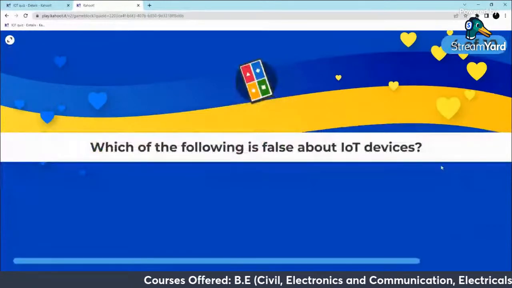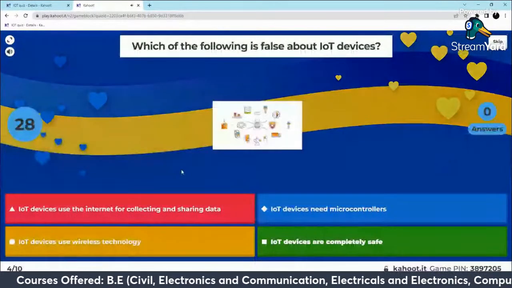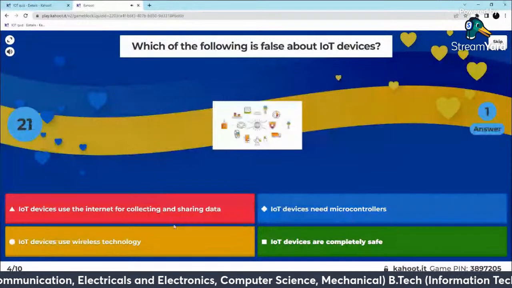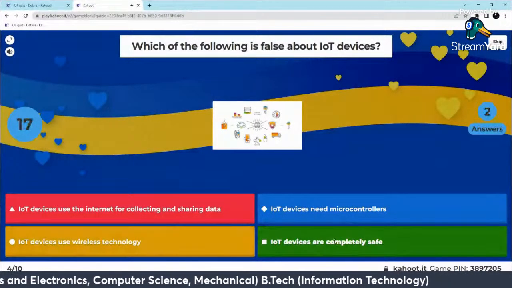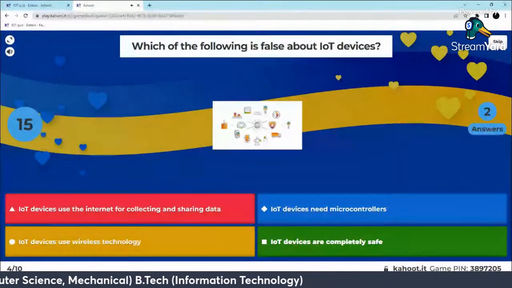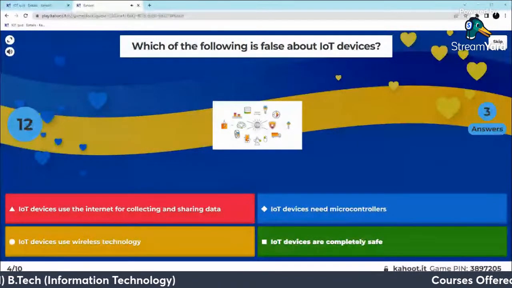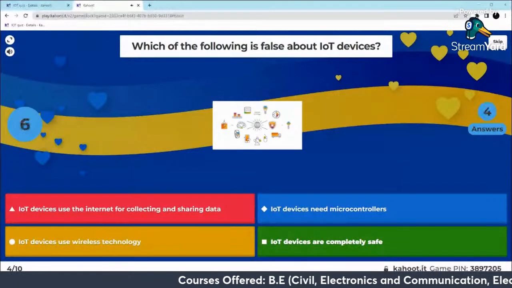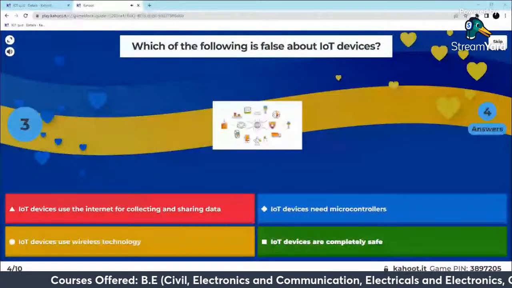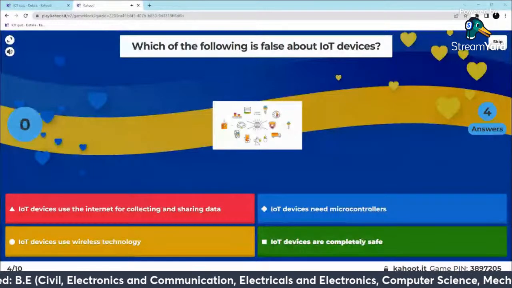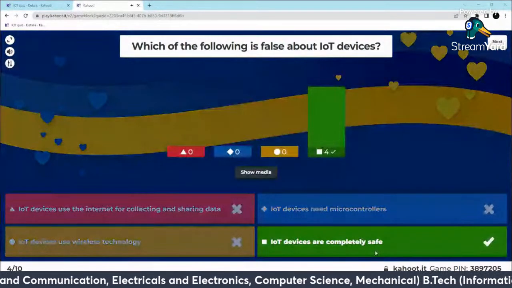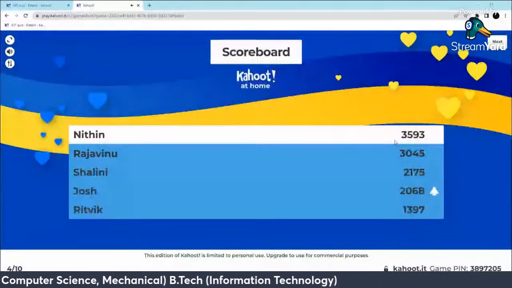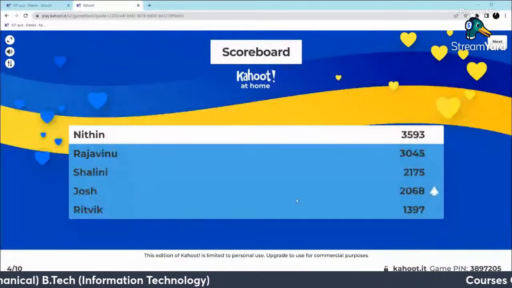Moving on, let us see question number 4. Which of the following is false about IoT devices? Internet of Things devices use the internet for collecting and sharing data. IoT devices need microcontrollers. IoT devices use wireless technology. IoT devices are completely safe. So quick, give your answers, and the timer is at 10, 9, 7, 6, 5, 4, 3, 2, 1. And the answer is right. IoT devices are completely safe. It's a false statement. Moving on, let us see who is on the top.